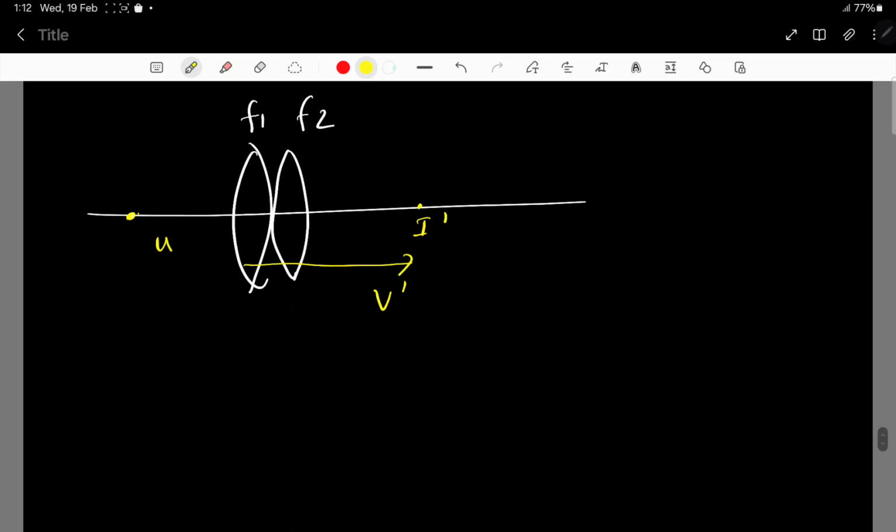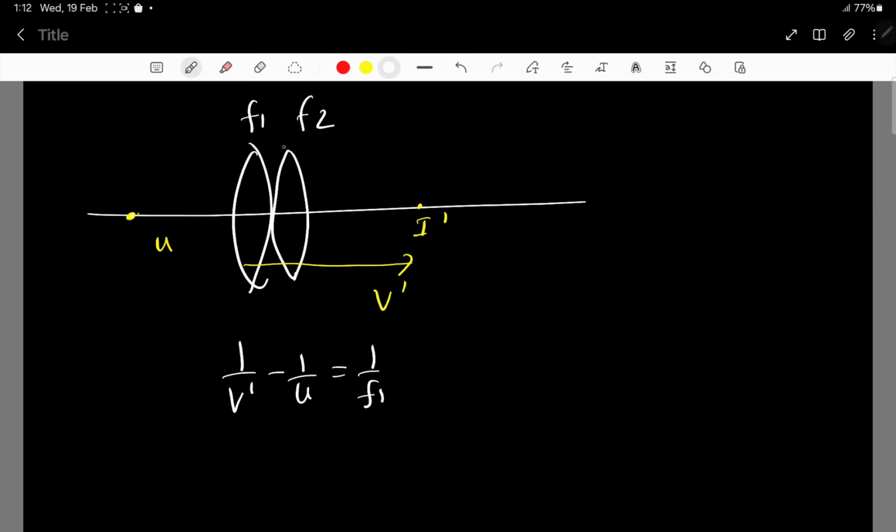So I can make use of the lens equation then. Now I have completely ignored the presence of the second lens. I consider only the first lens and its effect alone. So if I make use of the lens equation, I will have 1 by v dash minus 1 by u equal to 1 by f1. Is it right?